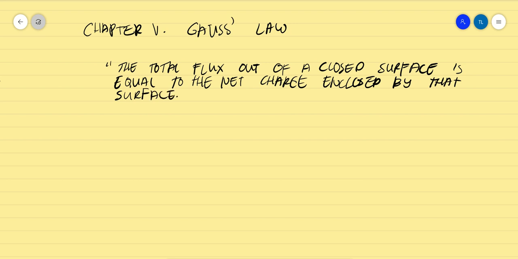Or within that surface. So in mathematical form, this is the closed integral of the dot product between the flux density and the surface area. And according to Gauss's law, this should be equal to the total or net charge enclosed within. So this is Q enclosed. This is the integral form of Gauss's law.